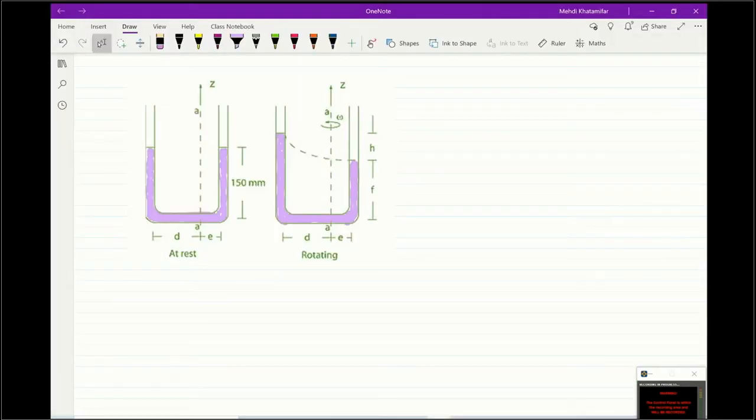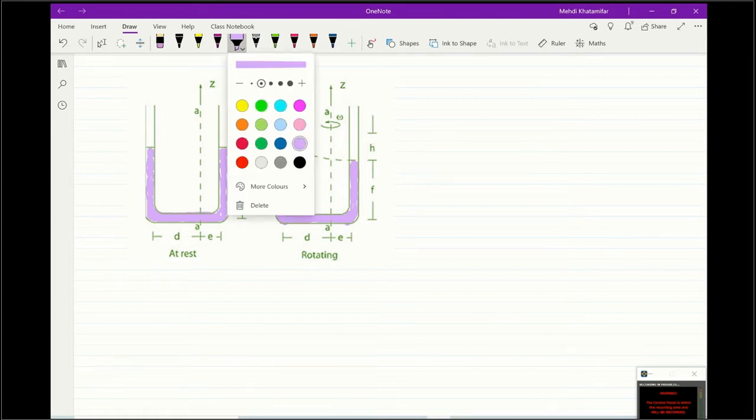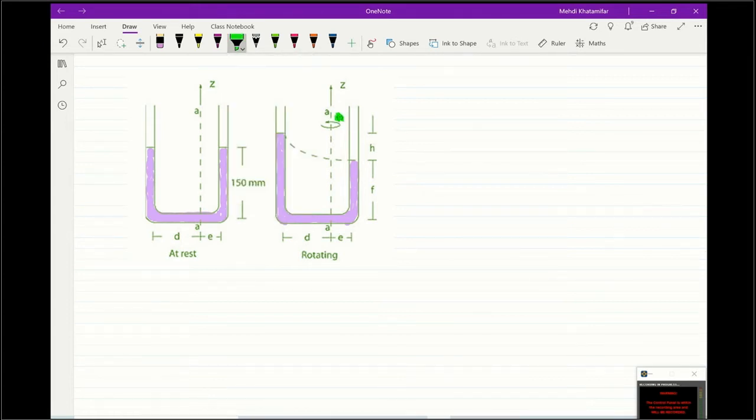Okay, let's go back. So this is our manometer. The first one at rest, both legs have 150 millimeters of mercury inside. When it is rotating off center, because it's off center, we expect to have more liquid on the leg away from the AA axis or rotating axis. And the question says find this omega, or angular velocity.